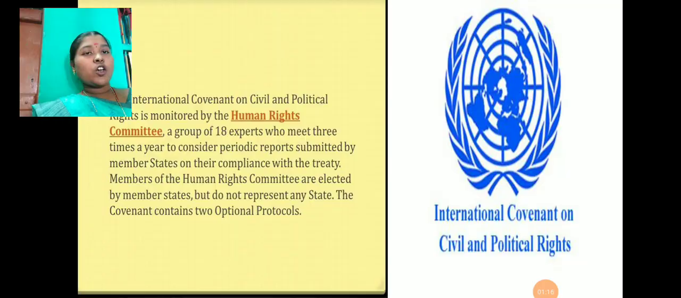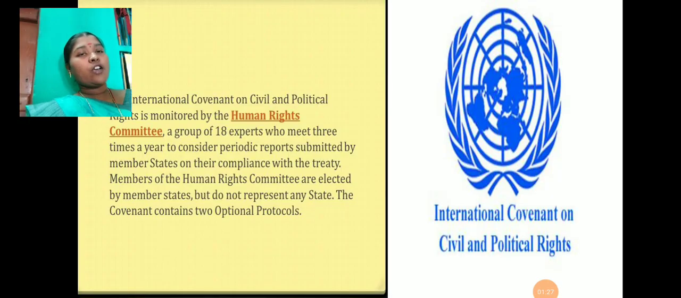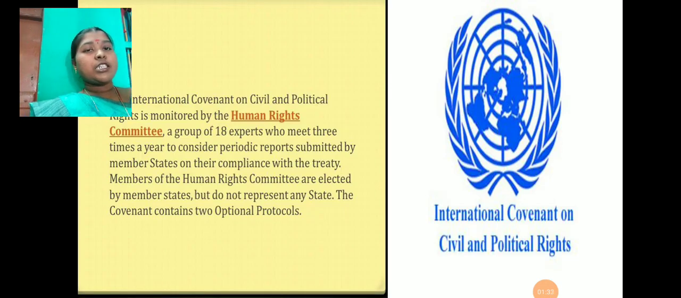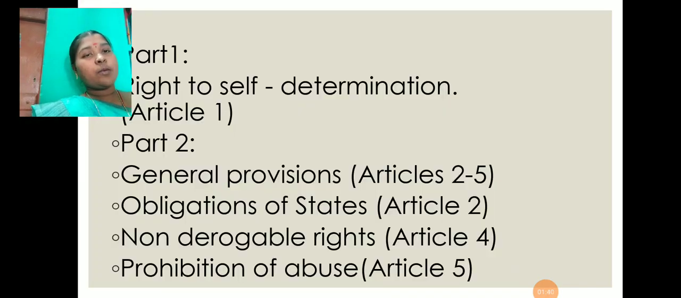The Covenant is monitored by the Human Rights Committee, a group of 18 experts who meet 3 times a year to consider periodic reports submitted by member states on compliance with the treaty. Members of the Human Rights Committee are elected by member states but do not represent any state. The Covenant contains 2 optional protocols.